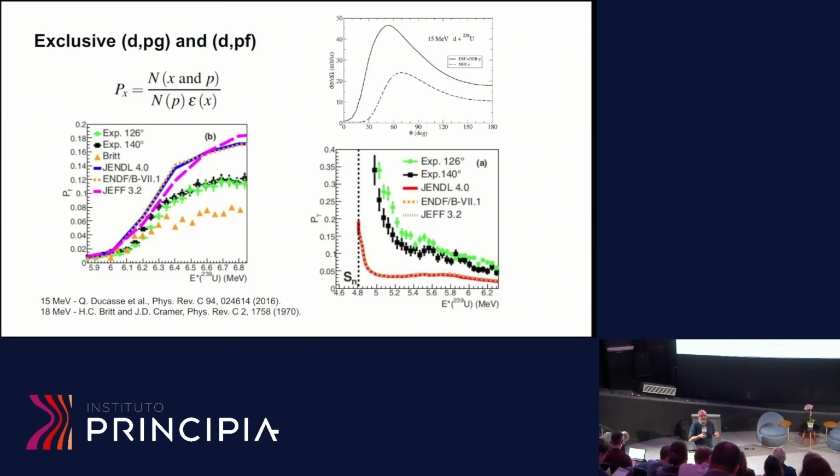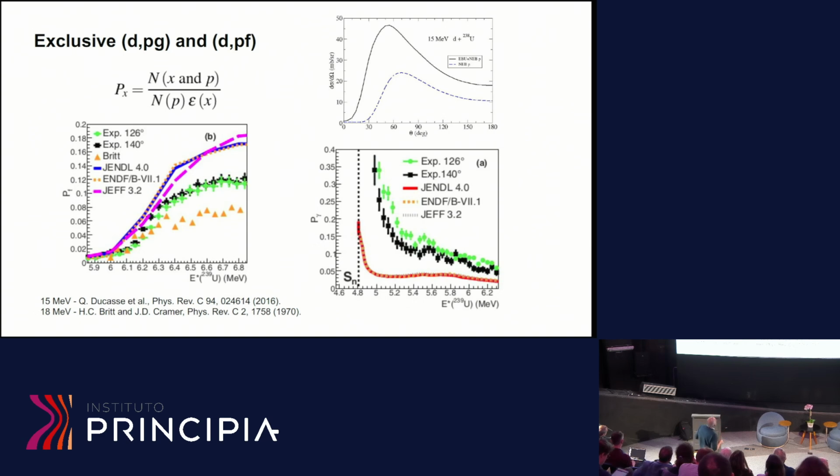And with that, they could calculate the ratio, the probability for either fission or gamma emission, as the number of coincidence counts for a given proton energy over the total number of protons and the efficiency of detection of the gamma or the fission.